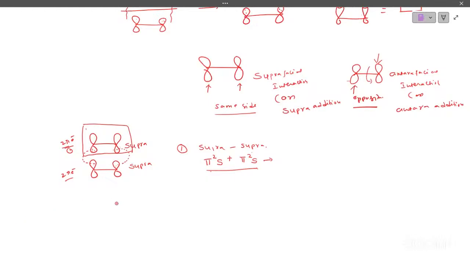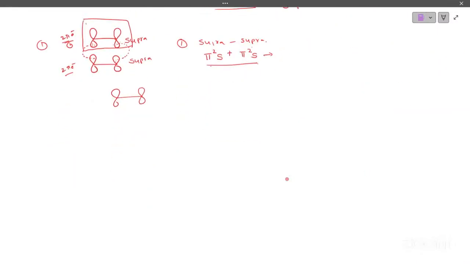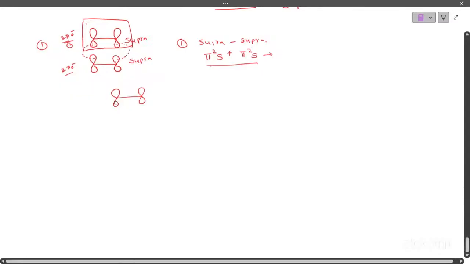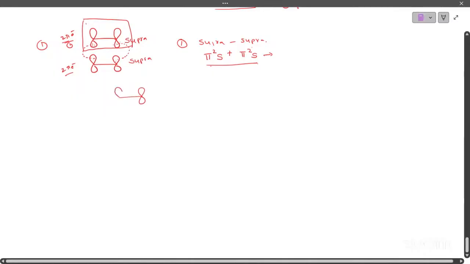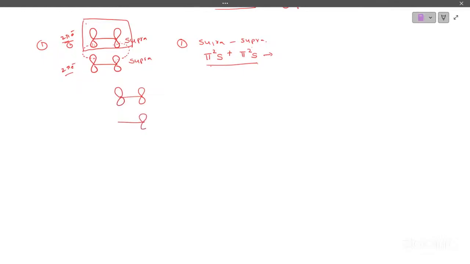Now coming to the second one. Second mode. This is the first kind itself. Right? Again, you take this is the first pi system with 2 pi electrons. This is the second pi system with 2 pi electrons. You make one interaction become standard.